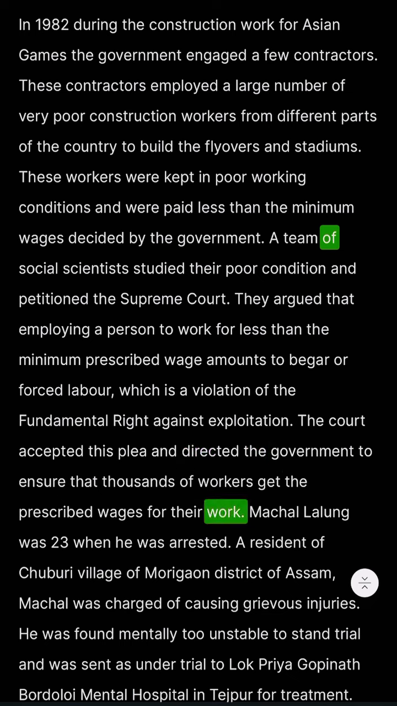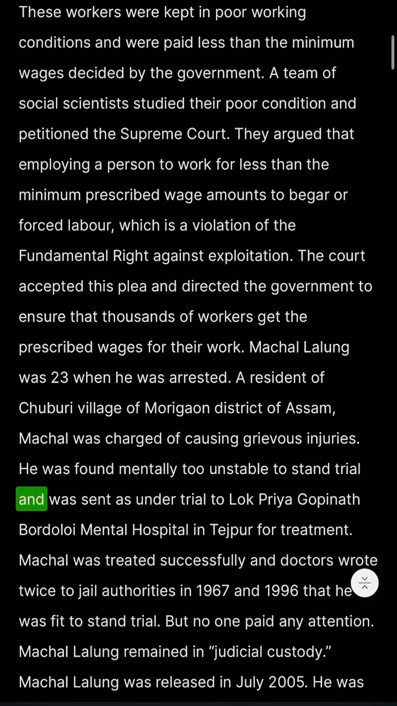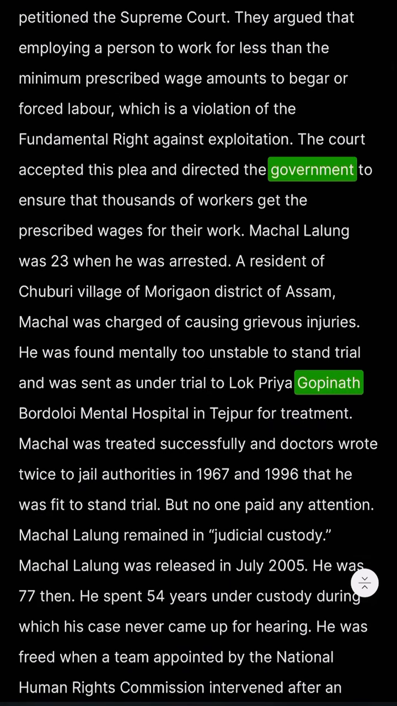Machal Lalung was 23 when he was arrested. A resident of Chuburi village of Morigaon district of Assam, Machal was charged with causing grievous injuries. He was found mentally too unstable to stand trial and was sent as an under-trial to Lokpriya Gopinath Bordoloi Mental Hospital in Tezpur for treatment.